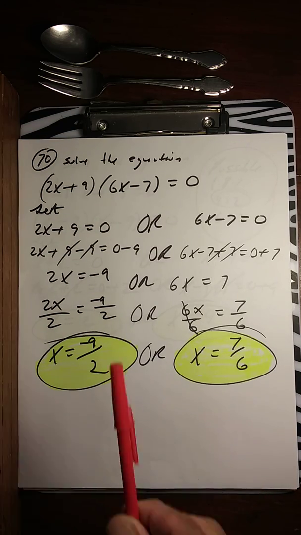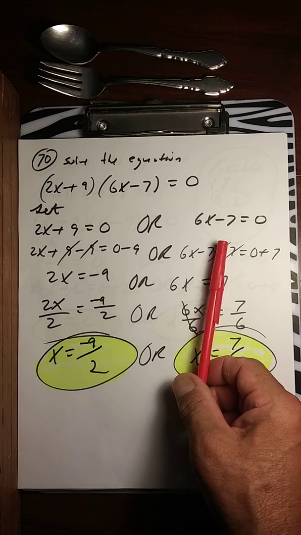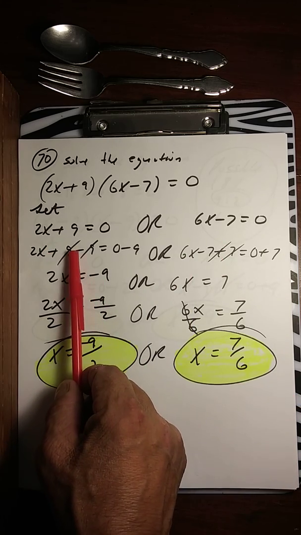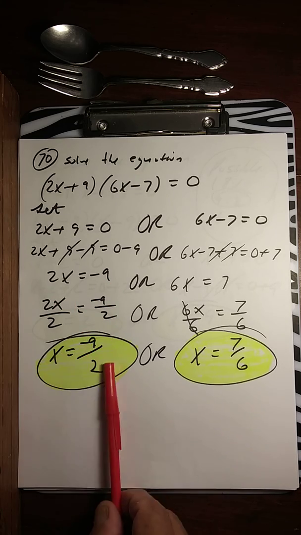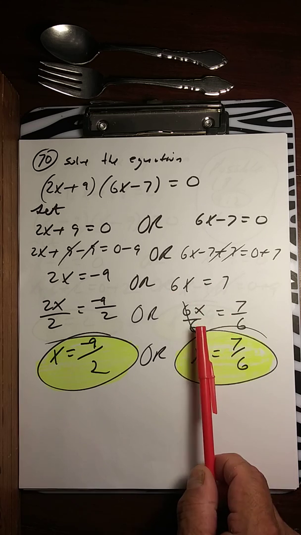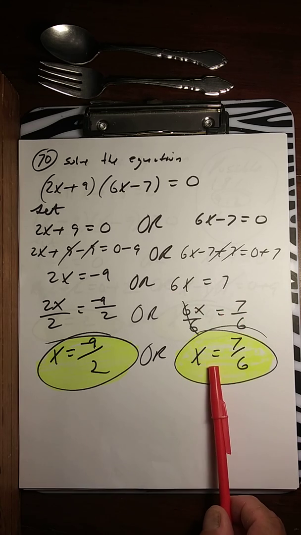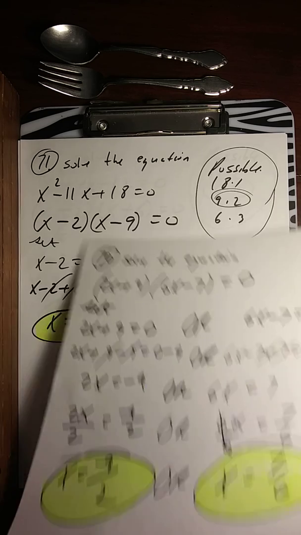So let's solve this. 2x plus 9 equals 0. 6x minus 7 equals 0. So there's two ways to get the answer. So add minus 9, minus 9. So 2x is negative 9. Divide by 2. So x equals negative 9 over 2. Add 7, so 6x equals 7. Divide by 6. So x equals 7 over 6. So negative 9 over 2 and 7 over 6.